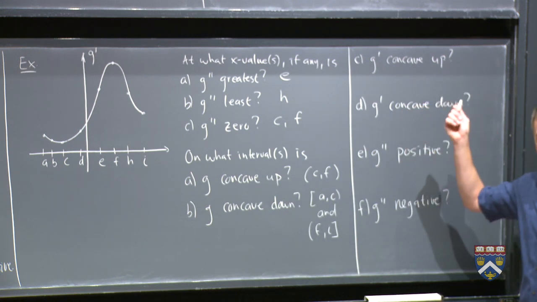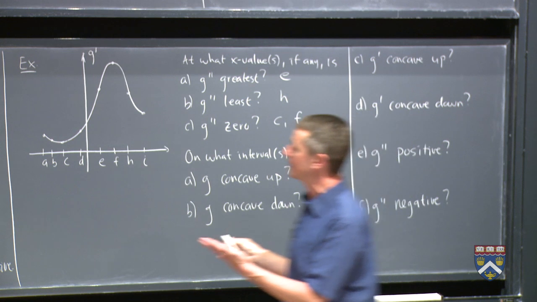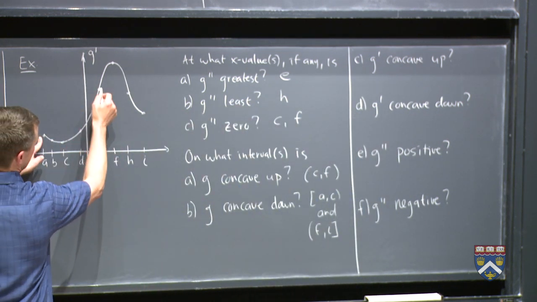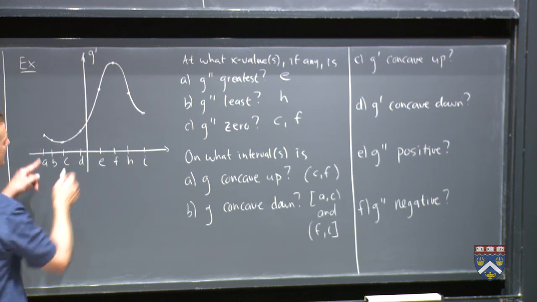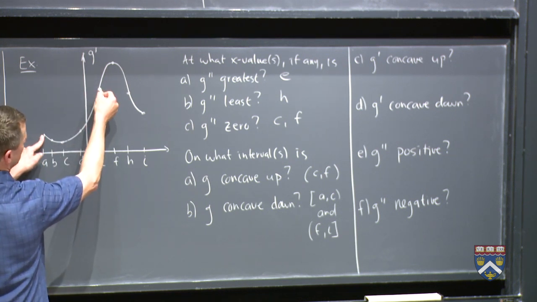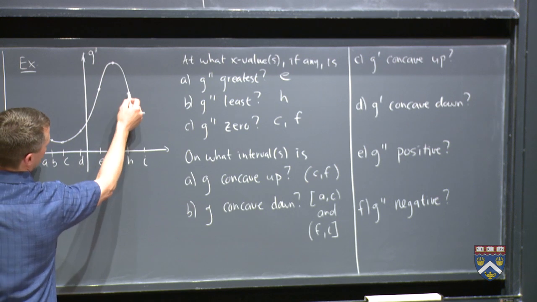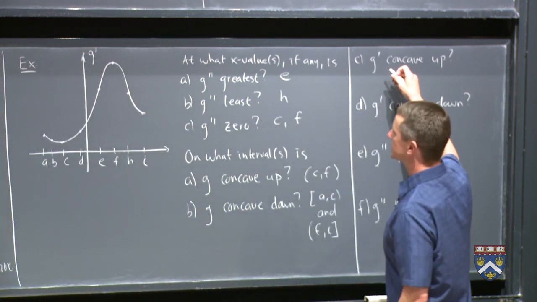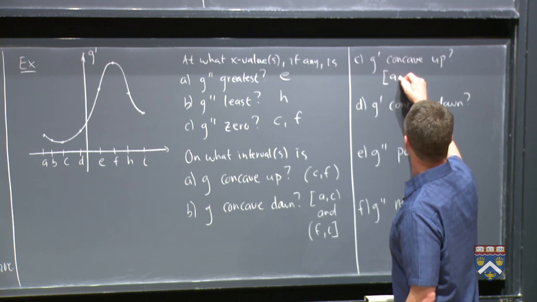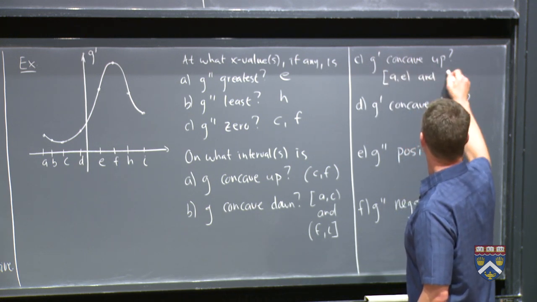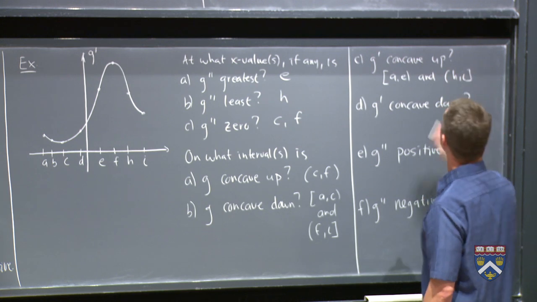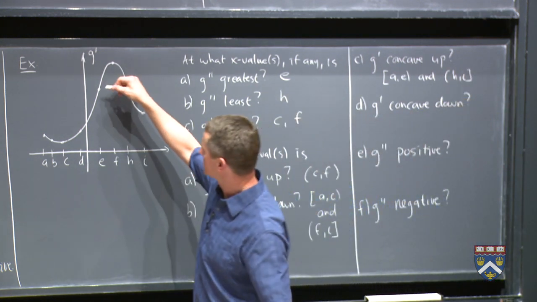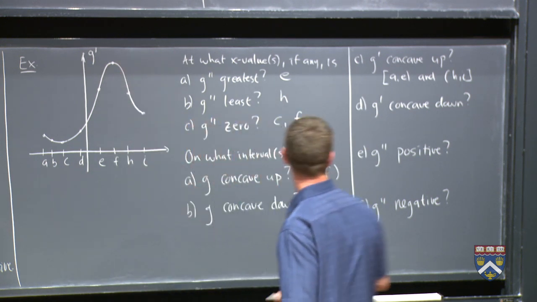G prime concave up means where is this graph on the board concave up? So let's see. We start off concave up, and we stay concave up until we get to our inflection point at E. So G prime was concave up from A to E, and then we're concave up again a little bit from H to I. So A to E and H to I. G prime is concave down when this graph on the board is concave down, which is just this little stretch right in here from E to H.